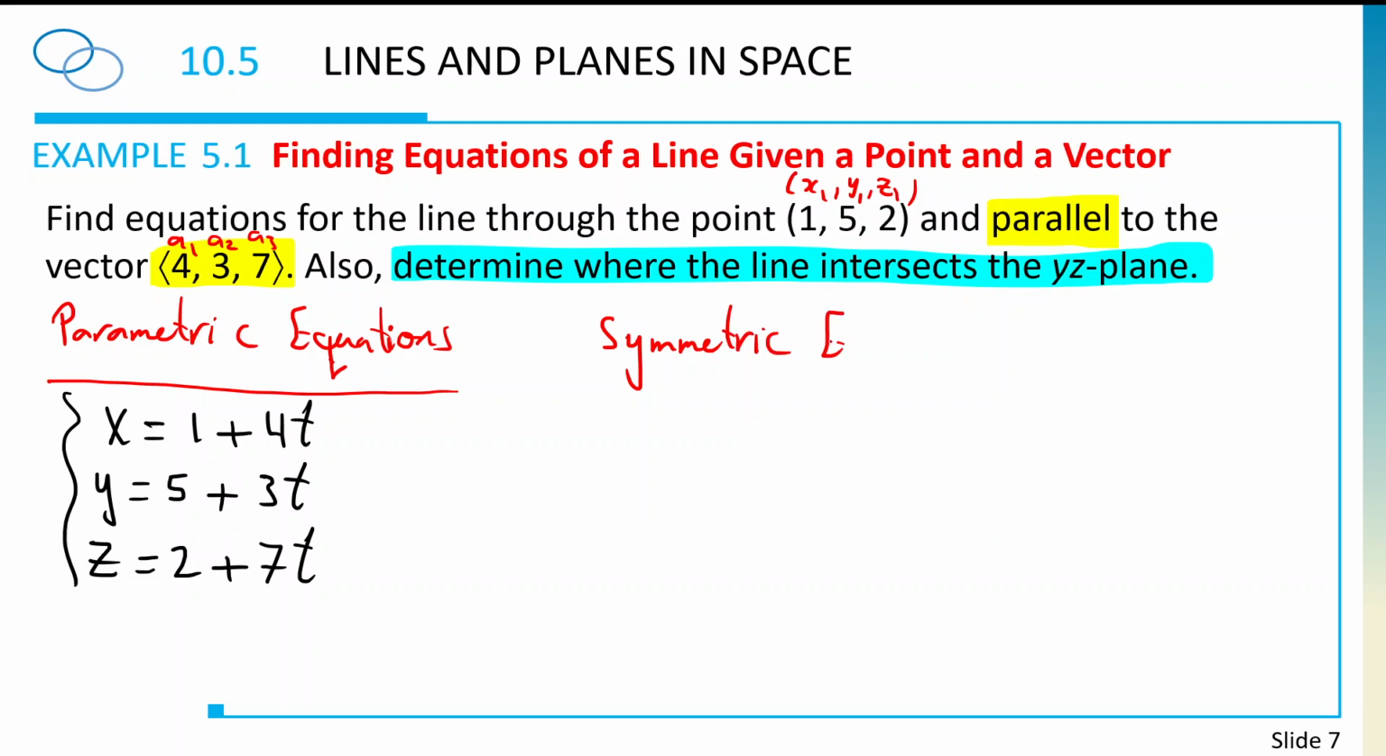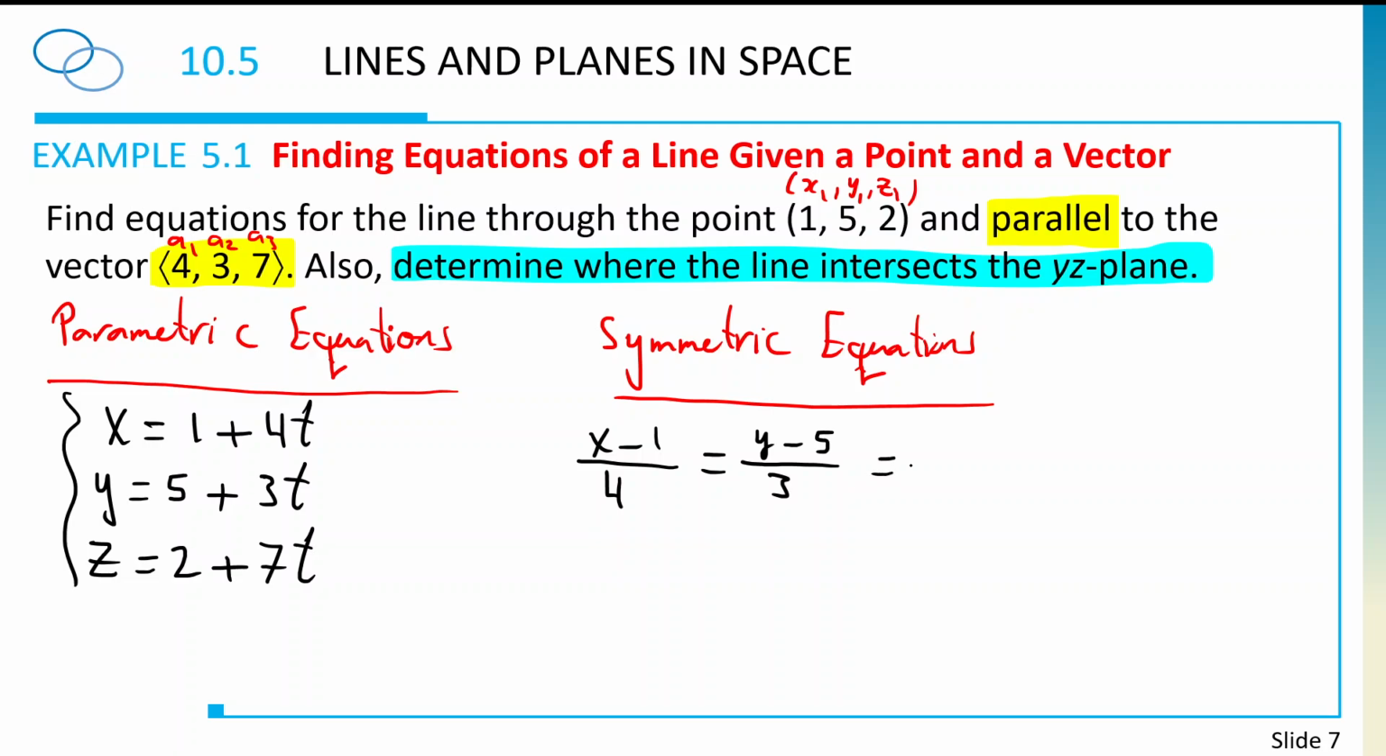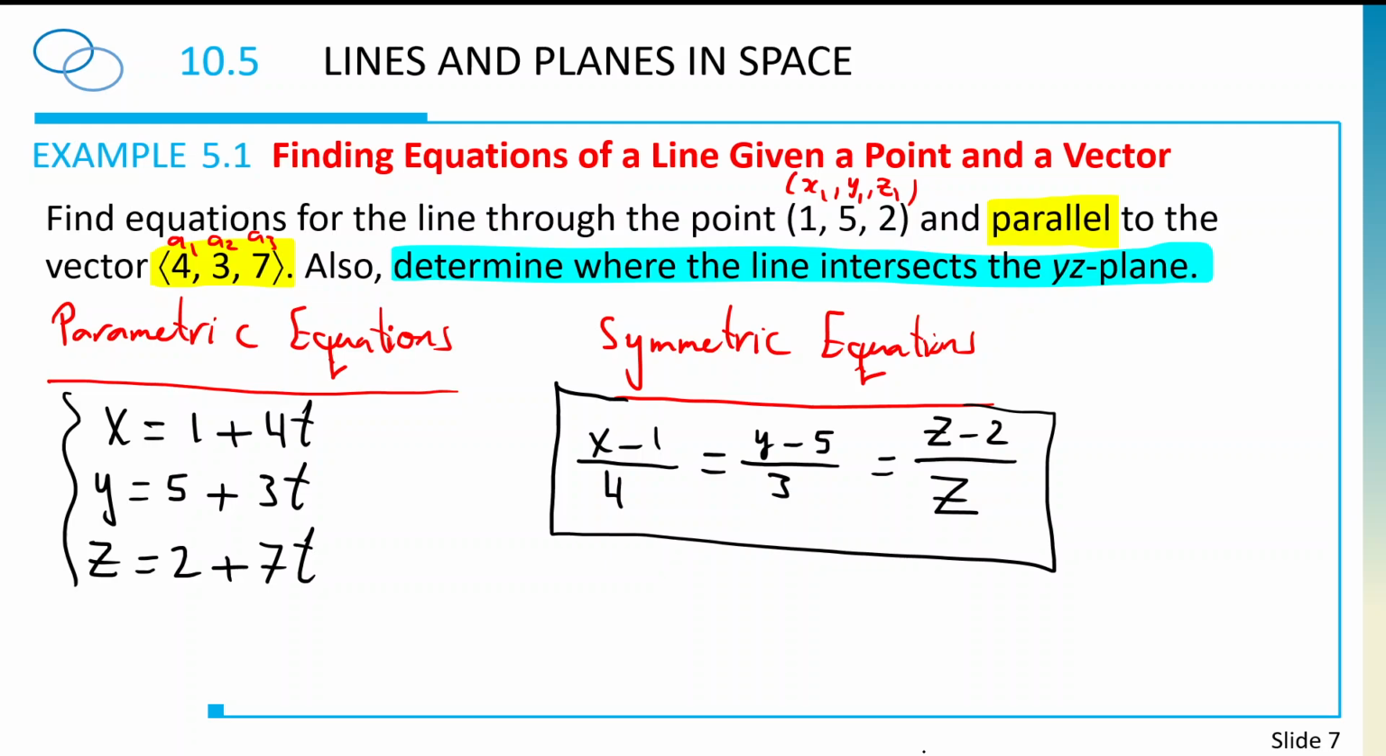So for the symmetric equations, basically what you need to do is solve these equations for t. So the first equation will be (x minus 1) divided by 4 equals (y minus 5) divided by 3, and this equals (z minus 2) divided by 7. And this is basically what we call the symmetric equations. Okay, very simple, straightforward.